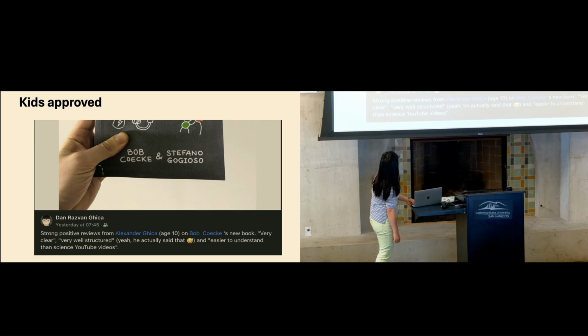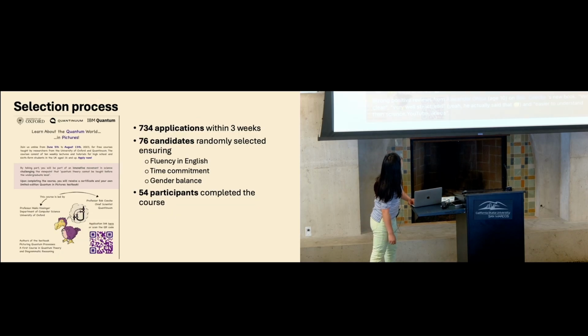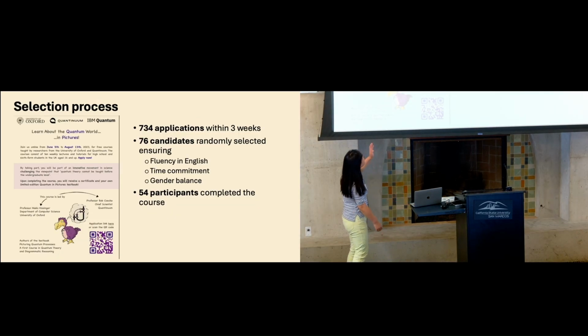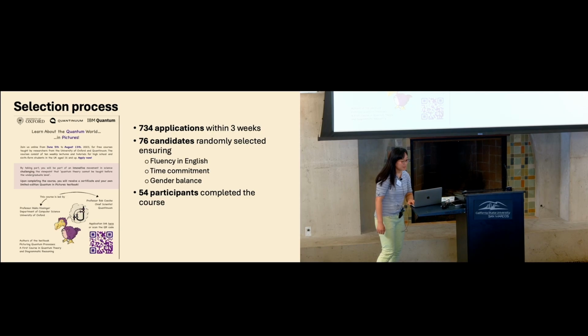And yeah, this is a screenshot of Twitter. I think at the time it was Twitter. I'm not sure. No, it's X. I'm sorry. About the textbook being very well structured by some enthusiastic 10-year-old. This was the flyer. Oh, I should mention, this was a collaboration between University of Oxford Computer Science and Physics departments, Quantinuum, and IBM Quantum.